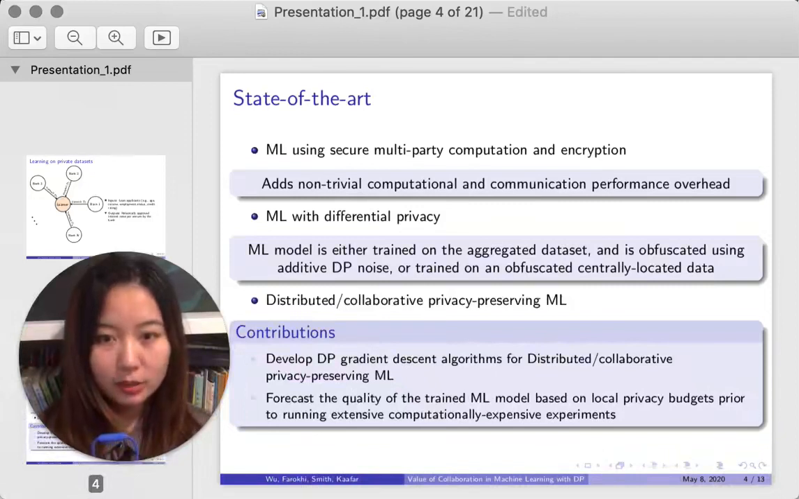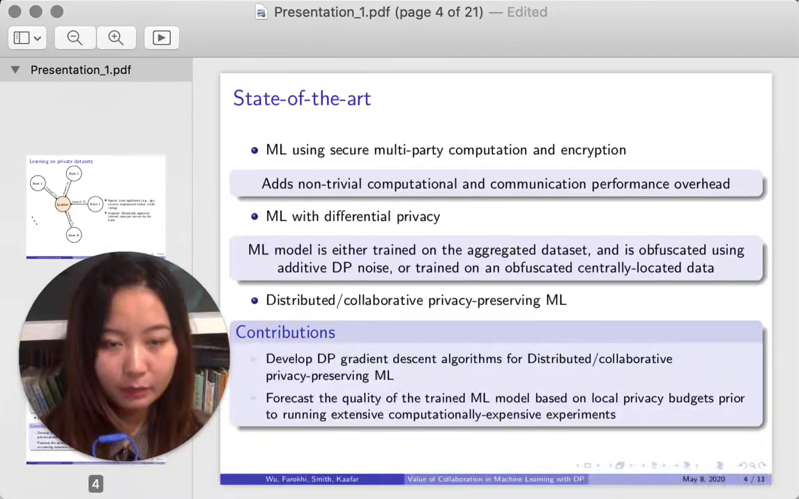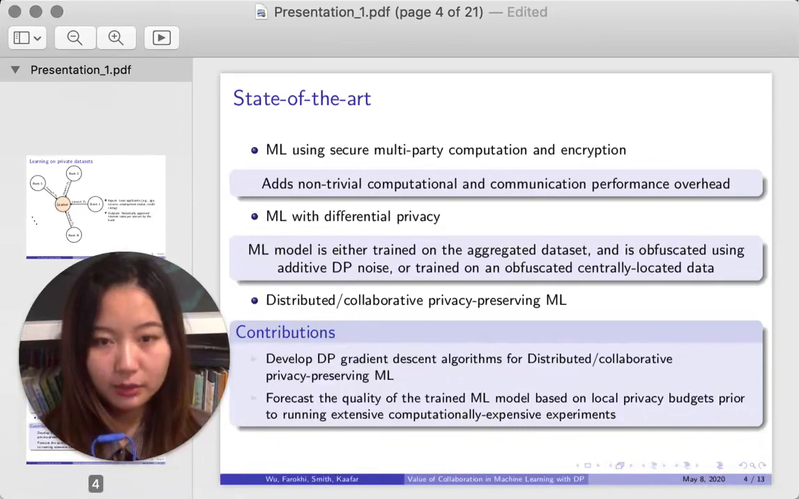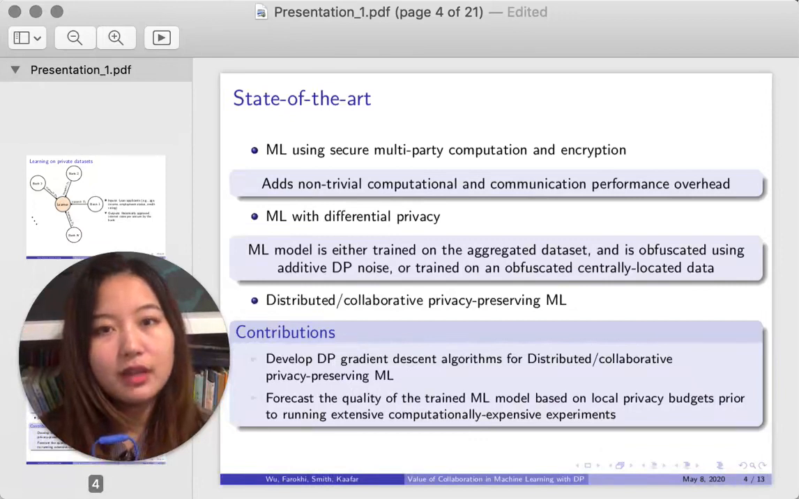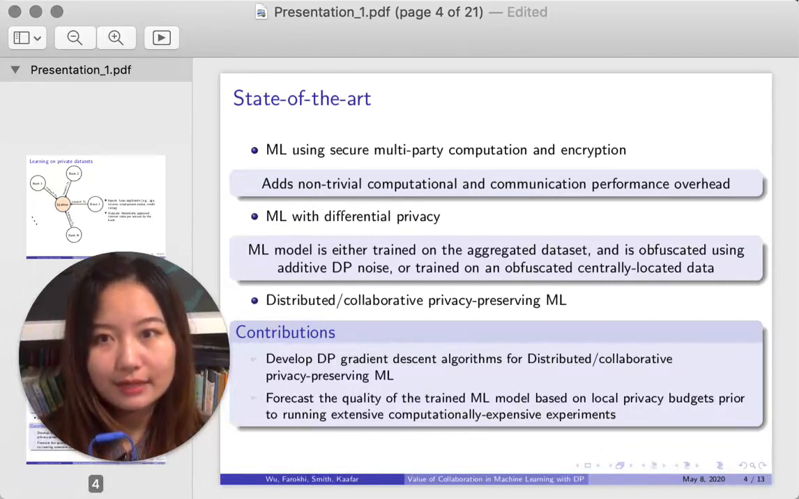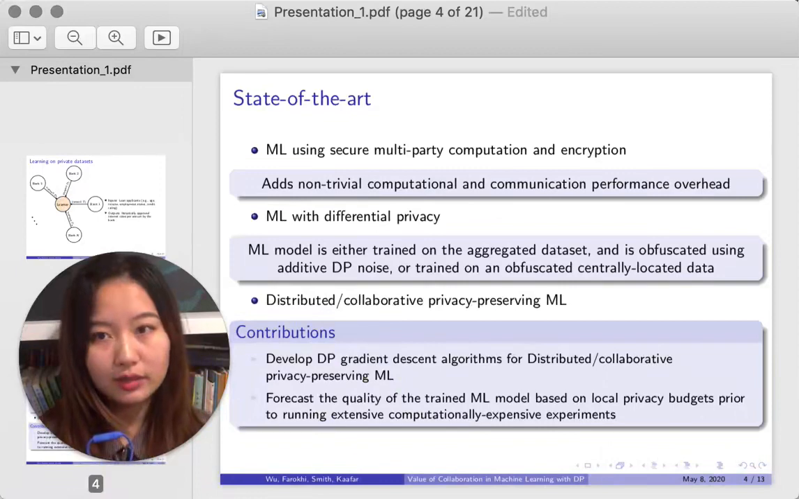The second is machine learning with differential privacy. The machine learning model is either trained on the aggregated dataset and is obfuscated using additive DP noise, or trained on an obfuscated, centrally located dataset. The third one is distributed collaborative privacy-preserving machine learning. In previous studies, privacy-preserving machine learning often merges multiple datasets and constructs one dataset. And this large dataset is usually stored in one location.